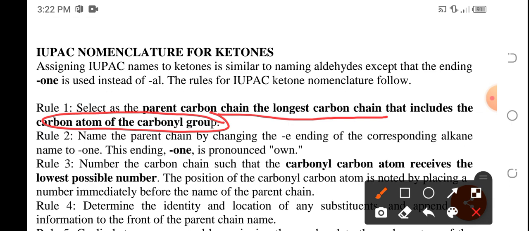Now, since this parent chain has single bonds between all those carbon atoms, we are adopting the alkane name, but we are going to drop the E from the alkane's name and add ONE this time. So all ketones will end with ONE, or it could be pronounced as ON, ketone. Okay.